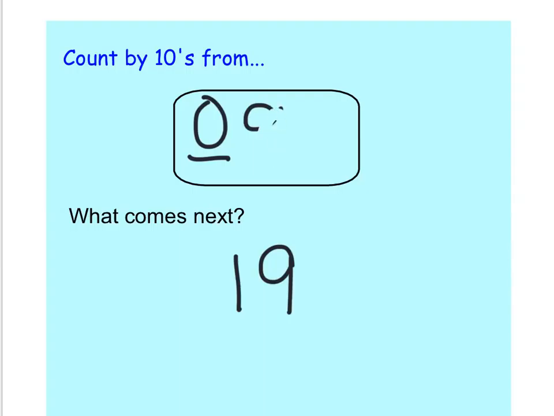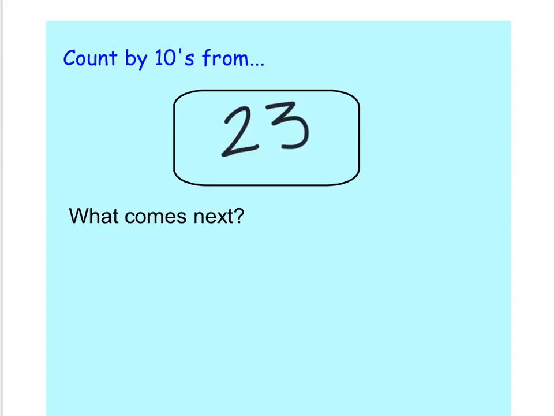Let's try a different number. What if I asked you to count by tens from the number 23. Remember, when you're counting by tens, you're changing the tens place. And if I'm counting forward by tens, all that happens is I'm changing that tens place by 1. So what comes next? Write it on your slate. You should have 33.